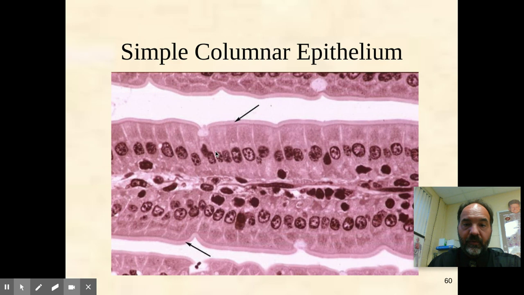Back up real quick. So here is our simple columnar epithelium. Notice round to elliptical nuclei. All of those nuclei are at the same level, and we have a goblet cell.